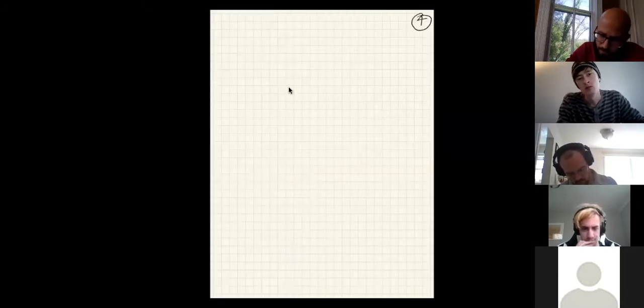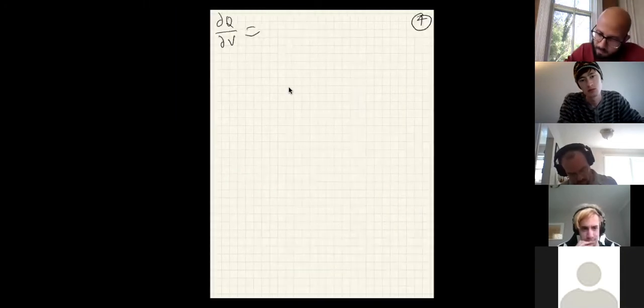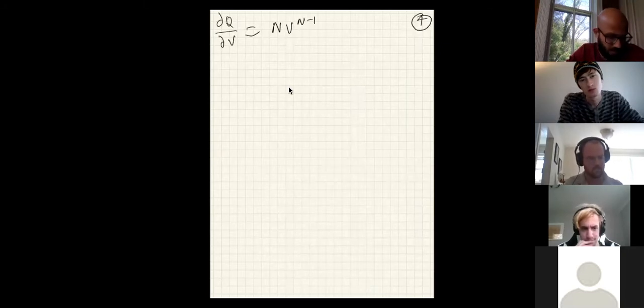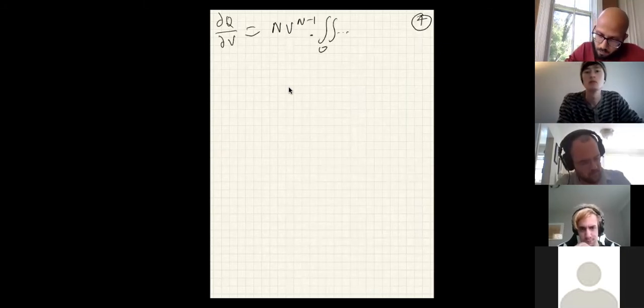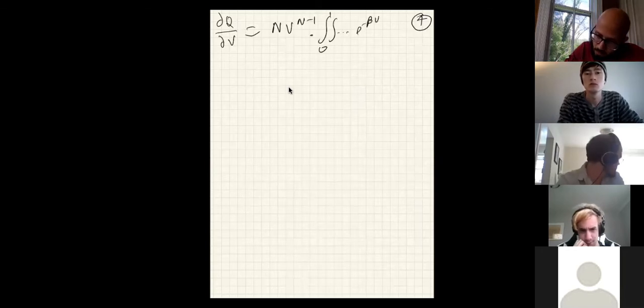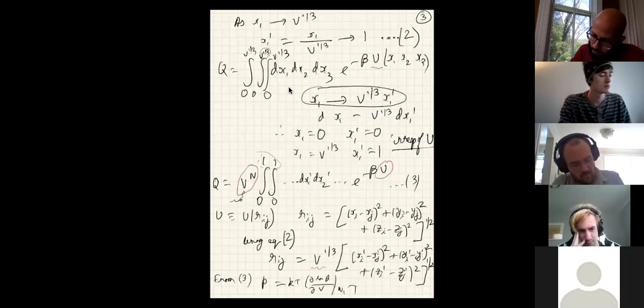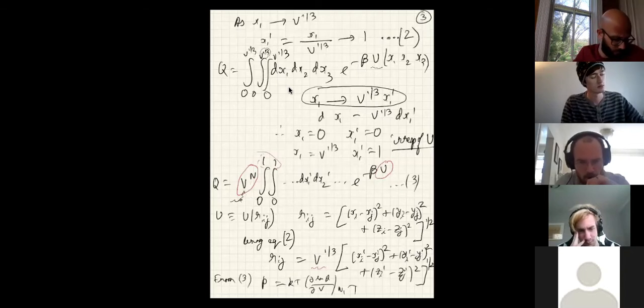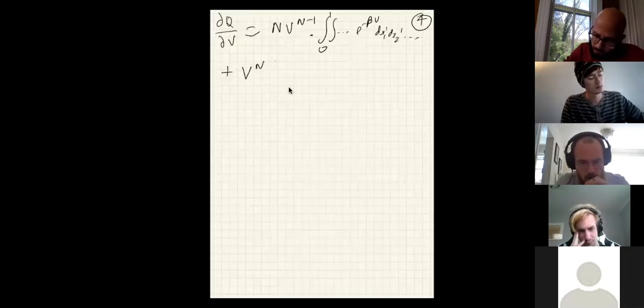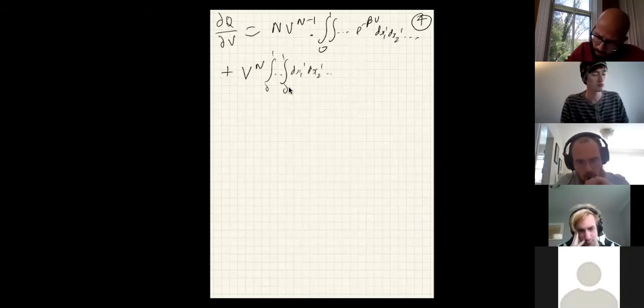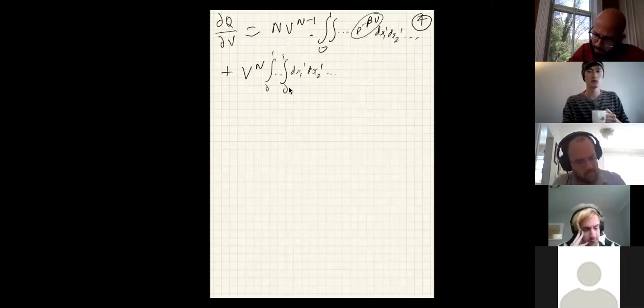So first, let's just think about partial Q by partial V. So it's two parts. First, we can differentiate with respect to V to the power N. That's quite simple. N V to the power N minus one, no trouble so far, multiplied by the full integral 0 to 1, e to the power minus beta u, dx1 prime, dx2 prime, dot, dot, dot. Now comes the trickier part. We have to keep V to the power N constant. This one is now kept up front, and we have to differentiate all of this with respect to volume. So let's see how to do that. We will have 0, 1, 0, 1, dot, dot, dot. dx1 prime, dx2 prime themselves do not depend on volume, but this thing depends on volume. So let's differentiate that with respect to volume.